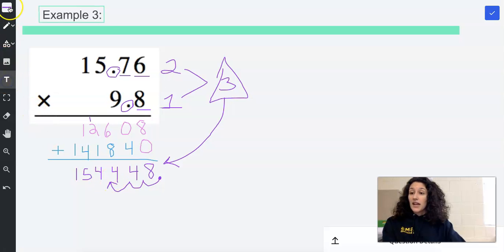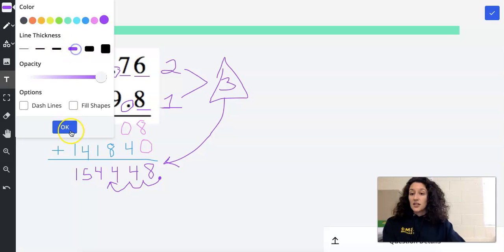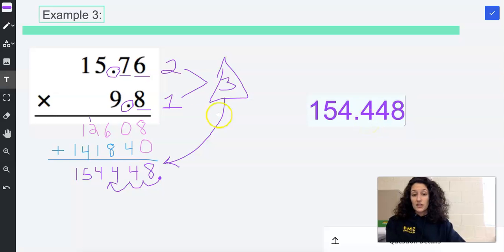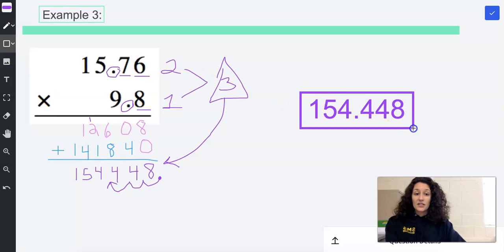So when I go to retype it, I'm going to make the font a little bit larger, and I'll type 154.448 because the decimal ended up between the 2 4s. And then I'll grab the rectangle tool and show that that's my answer.